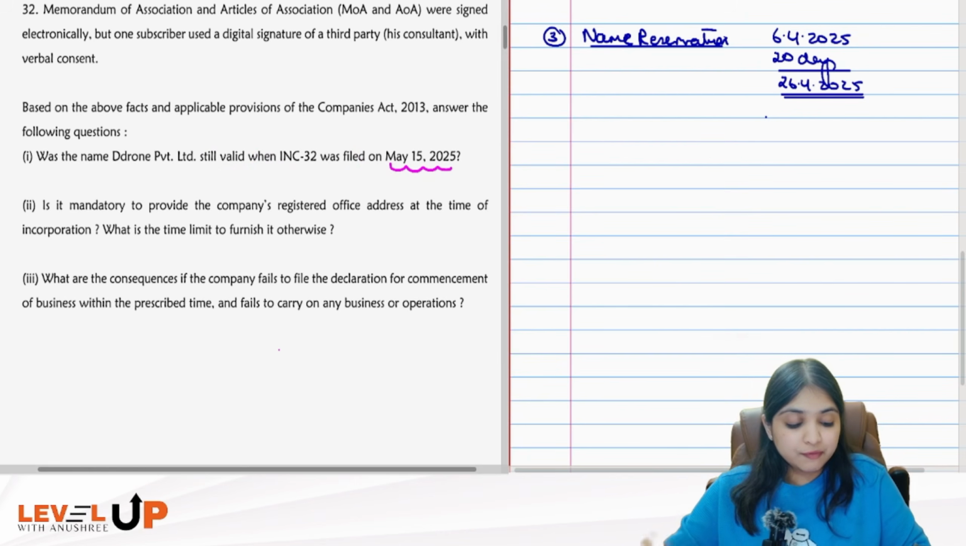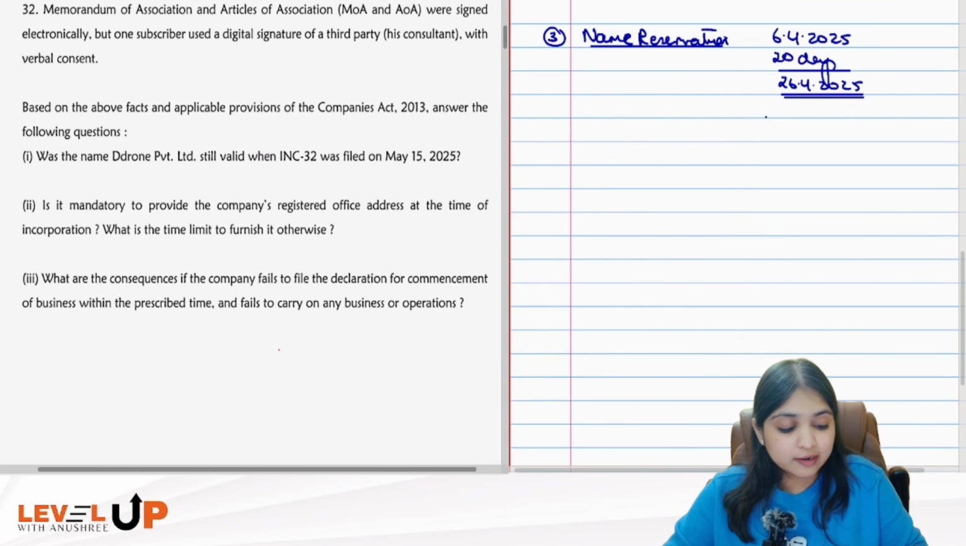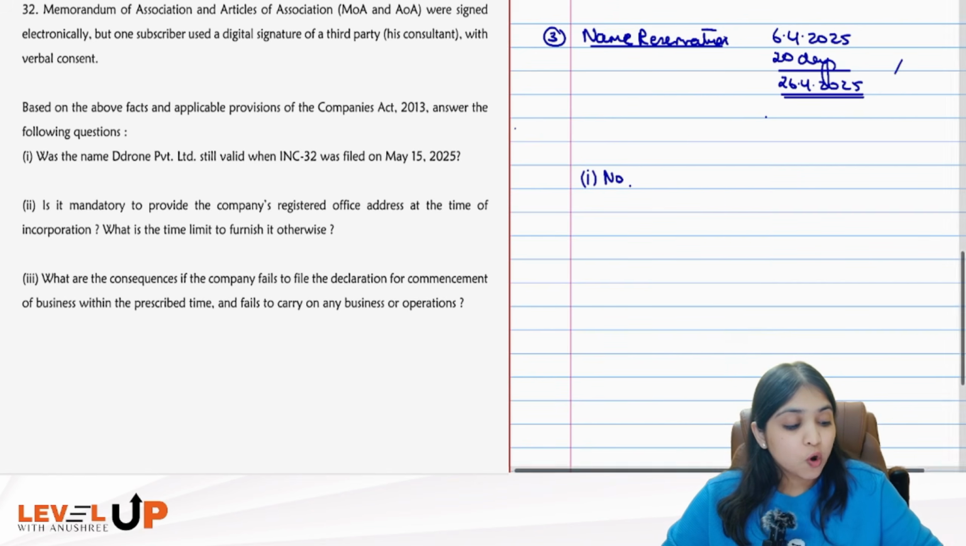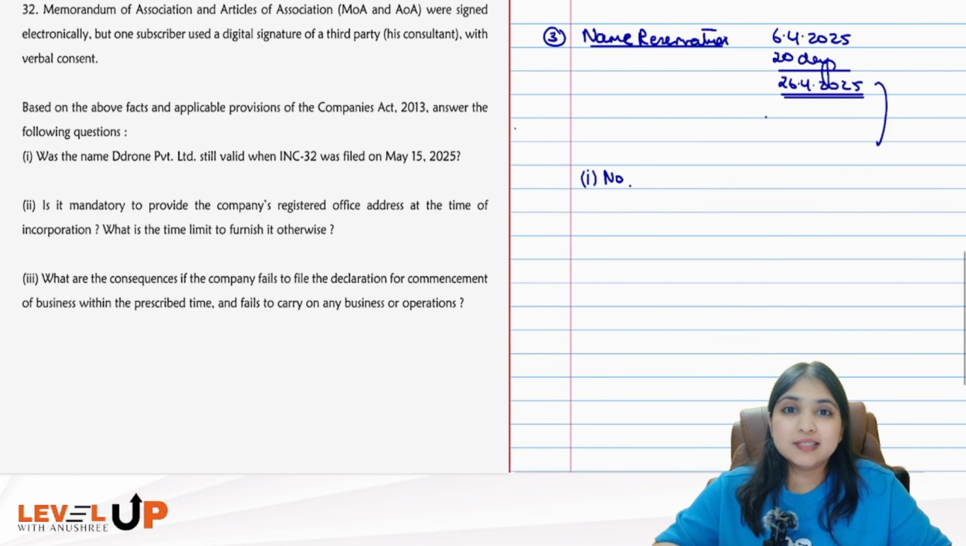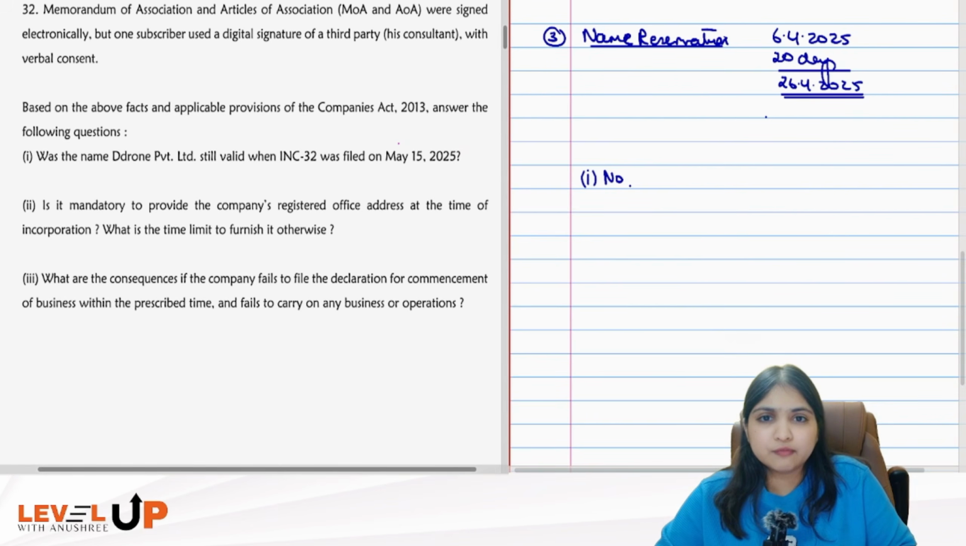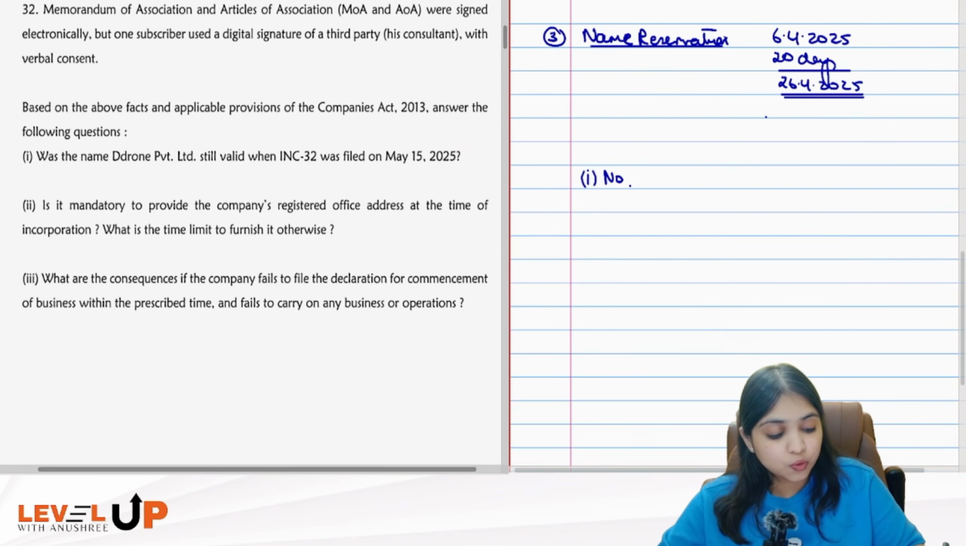Tell me, on May 15, 2025, was the name reservation valid? The answer is no, guys. On that day, name reservation is not valid. Why? On 26th April 2025, till this date, till 20 days only the name reservation will be valid. After 26th April 2025, the name reservation will lapse. So on 15th May 2025, name reservation has already lapsed. Okay.